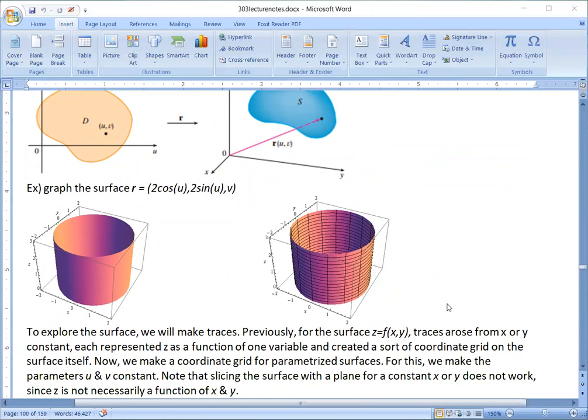So on the left, you'll see the surface just graphed as the surface, but on the right, you'll see the surface graphed with those traces. Now, in particular, note that slicing it using a constant x or constant y, which of course are planes themselves, does not work, since this is written parametrically, and z is not necessarily a function of x, and z is not necessarily a function of y when you hold the other variable constant.